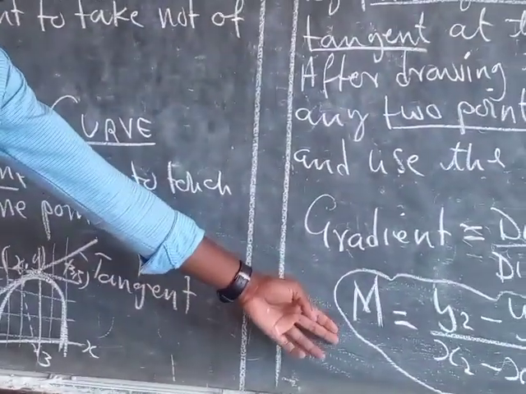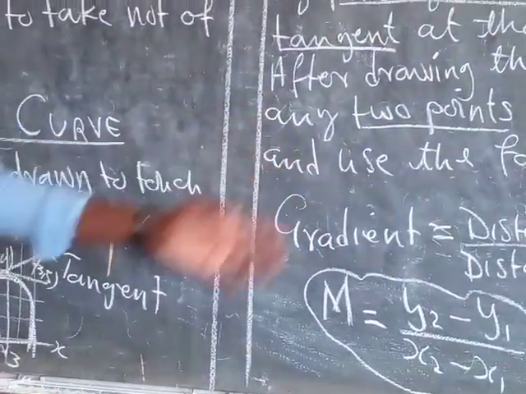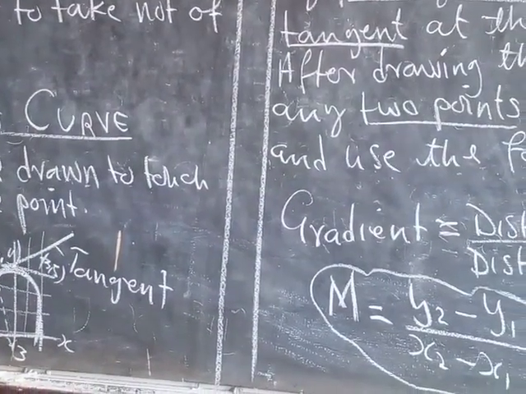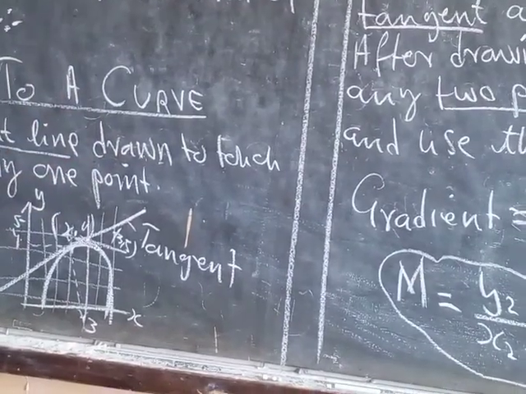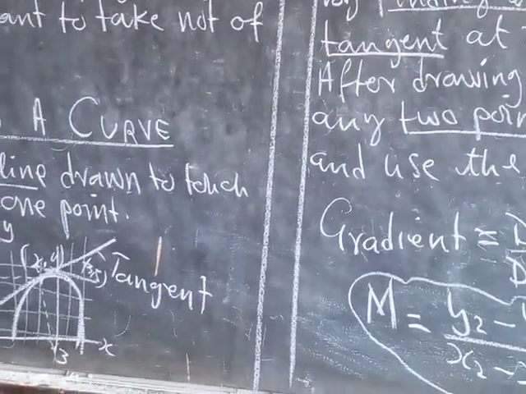So the tangent helps us to find the gradient, and the gradient now will help us to find any kind of equation that we are told to find. Hence, these two things are very important. When you know them, you shall have no problems.